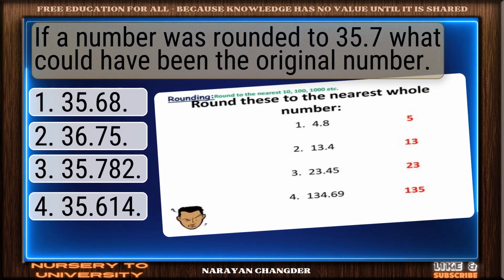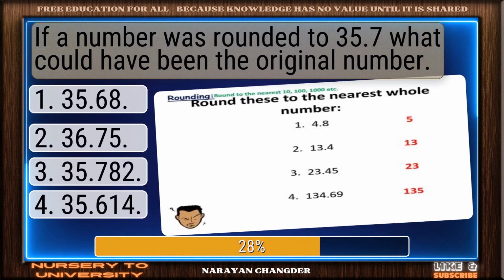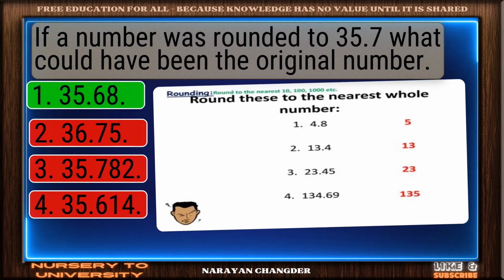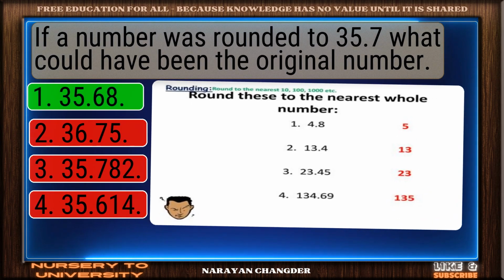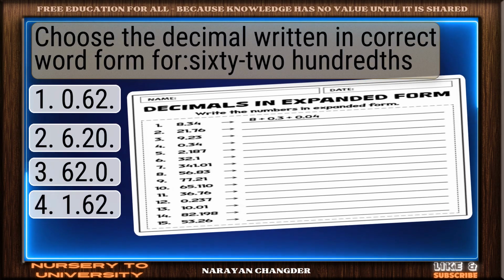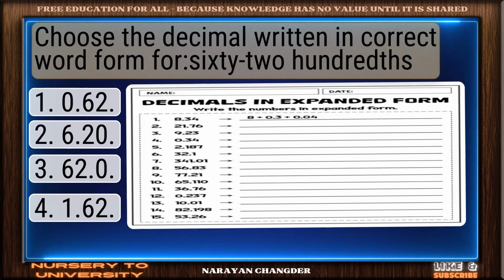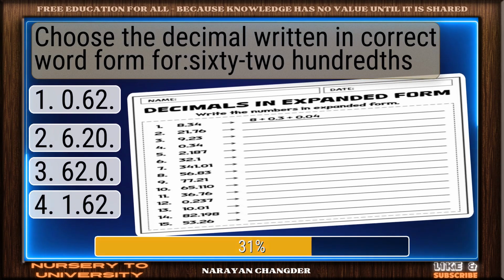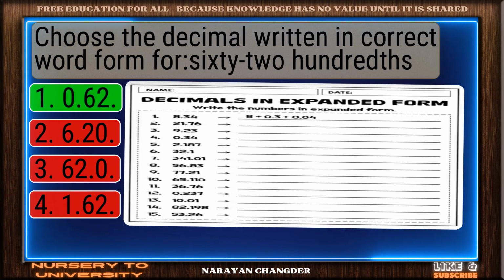If a number was rounded to 35.7, what could have been the original number? Correct response. 35.68 is the most accurate answer. Choose the decimal written in correct word form for 62 hundredths. Well done. 0.62 is the right choice.